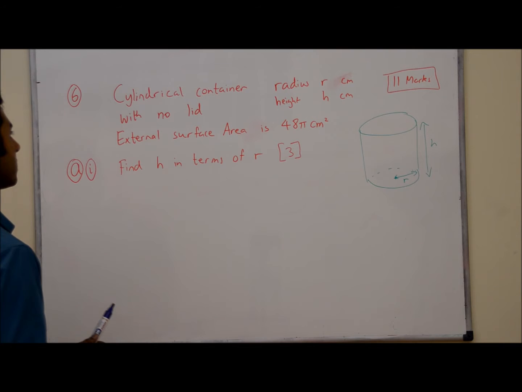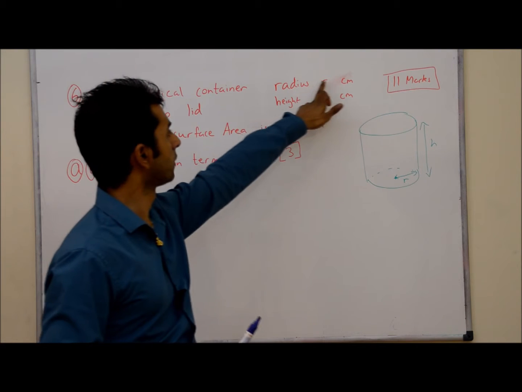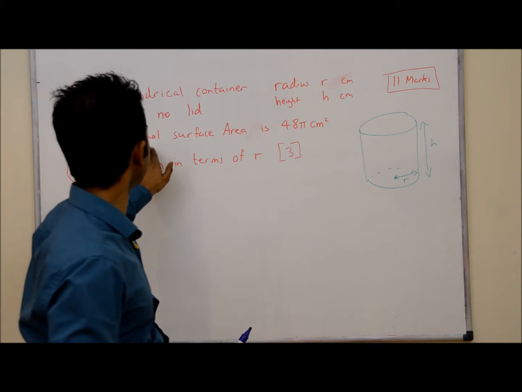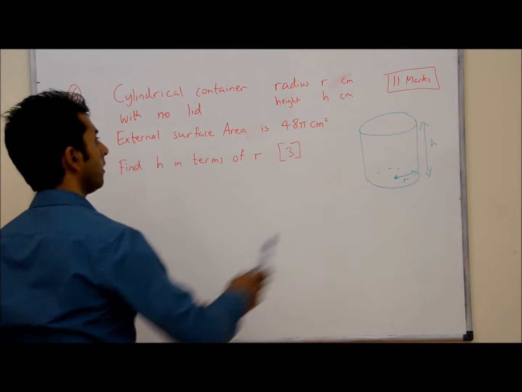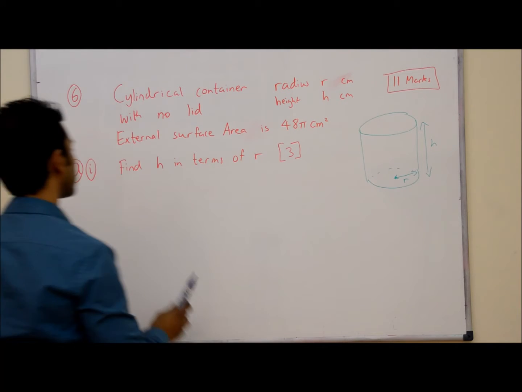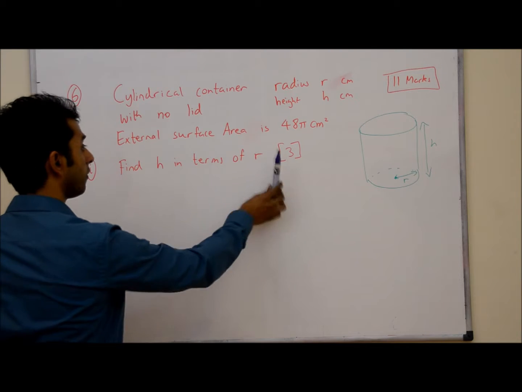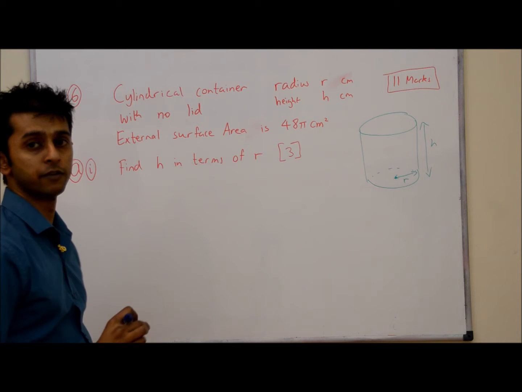Question number 6. A cylindrical container with no lid, with a radius of r centimeters and a height of h centimeters. Here's a diagram. It says the external surface area is 48 pi centimeters squared. The whole question is worth 11 marks. And question A, part 1 says find h in terms of r for 3 marks. So if you want to have a go at this question for yourself, feel free to pause the video now.